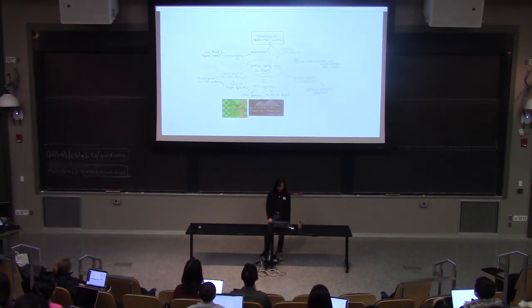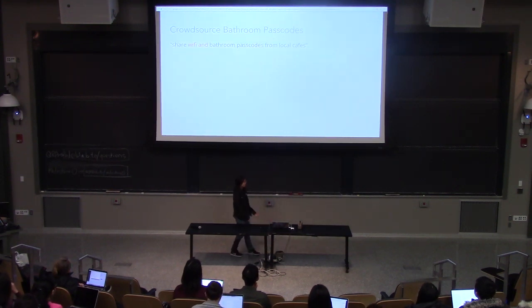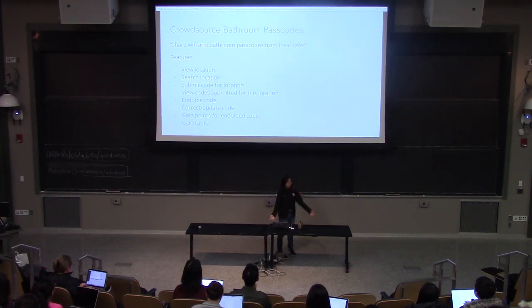Crowdsourcing bathroom codes. So this, at the inception, had a one-line sentence to it, which is sharing bathroom codes for local cafes, such as Cafe Nero. And maybe you want to expand this, and it's totally fine to diverge based off your current ideas, and something that easily goes along with this is share Wi-Fi and bathroom codes. So what features might go into this application? We brainstormed a couple. You maybe want to be able to view your location on a map, search for the location, submit code for a location, view the code submitted for that location.